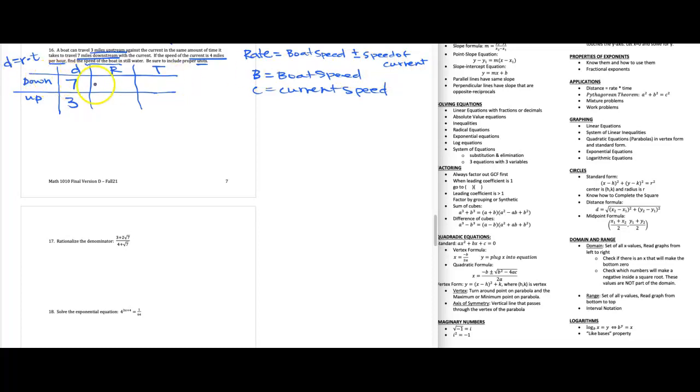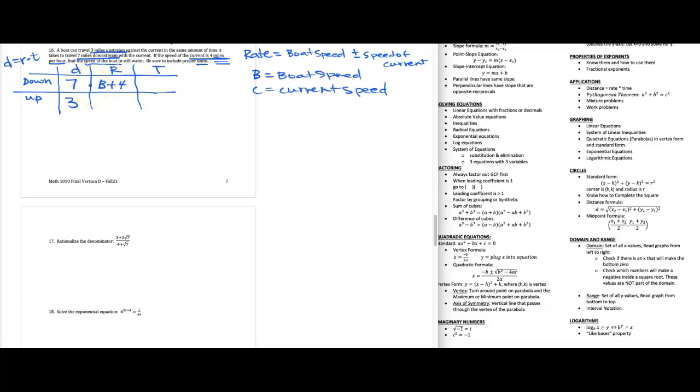Is it B plus 7? Yeah, B plus 4, right? Because our current is 4. So B plus 4. And it's plus because as you're going downstream, that current is pushing you 4 miles an hour faster than what you can actually paddle. And going upstream, it's slowing you down.